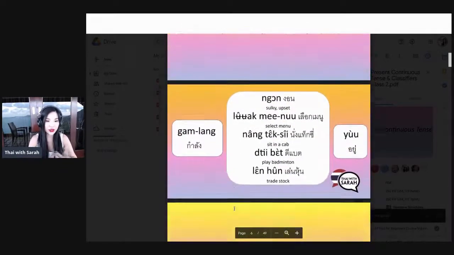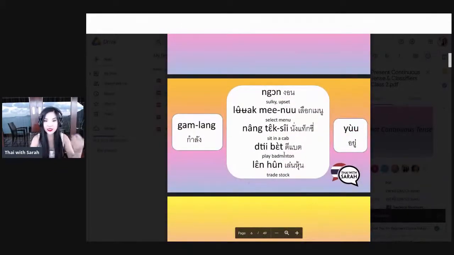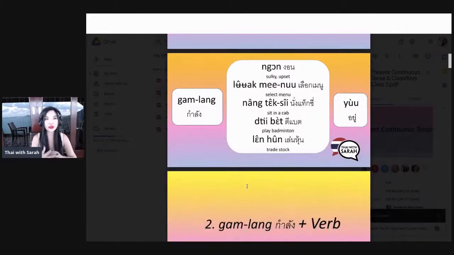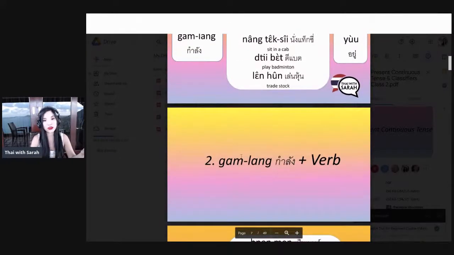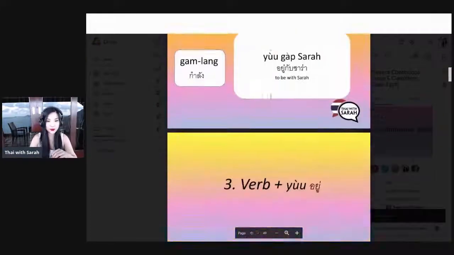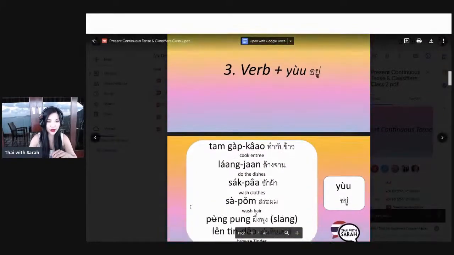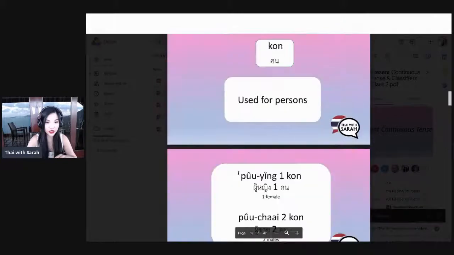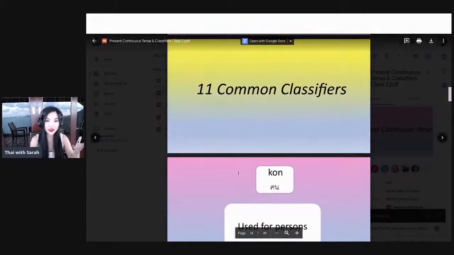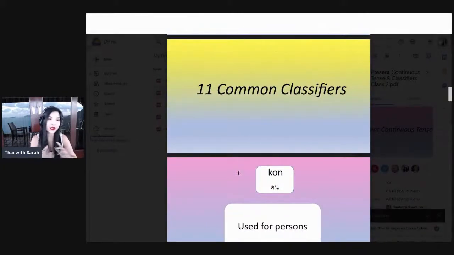All right. I have some slang expressions here combined with the structure, so you're going to get to learn slang. For example, เล่นหุ้น means trade stock. Stuff like this. And then later on, I'll be teaching classifiers. I actually added more, so it's not 11 anymore, it's 13 of those.